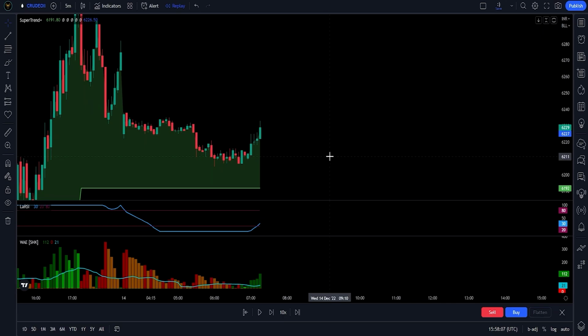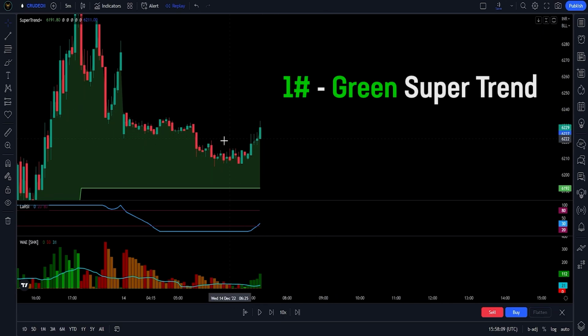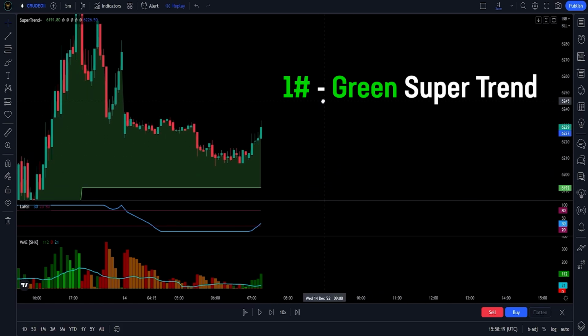So look at this. Rule number 1, green super trend. As you can see, the area below our candle is green colored, and so is this super trend line. When the line is colored yellow, we do not enter trades, but since this line is colored green, we receive our first bullish signal.